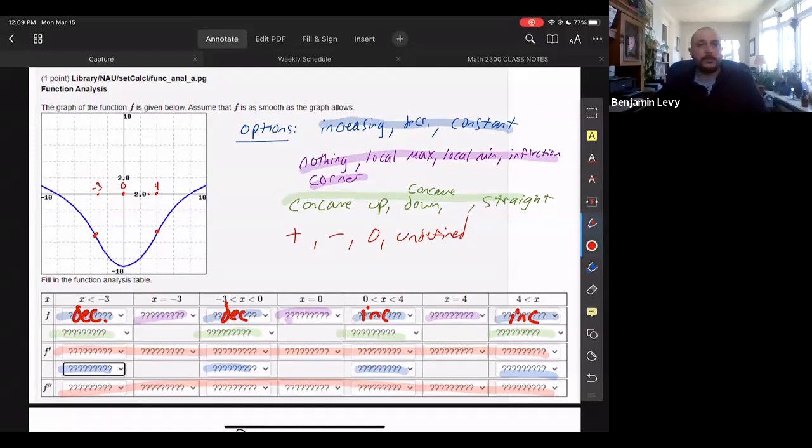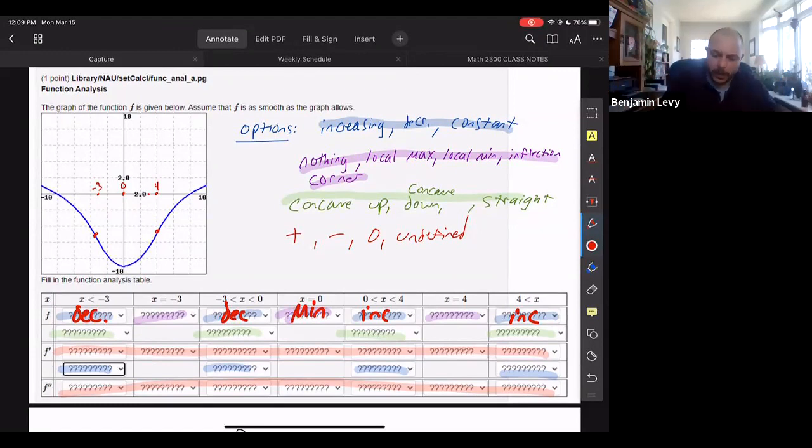Is that okay? And so then the purple parts are talking about, is it a max or a min? Is it an inflection point? And it wants to know at -3, 0, and 4. So 0 is clearly a min, right? We can kind of see that. So I'm going to put min at 0. But then the other two places are the inflection points, right? It's concave up in the middle, but it's concave down on the outside.